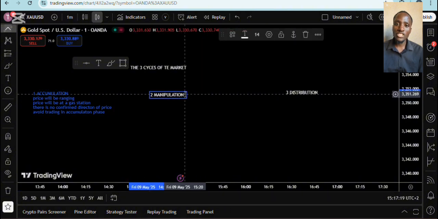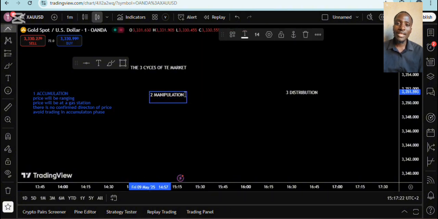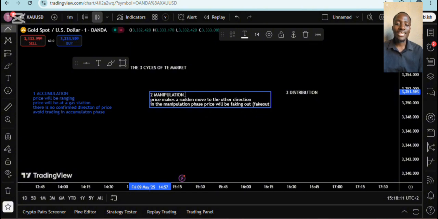Then at manipulation, price makes a sudden move to the other direction, either to the upside or to the downside. Then price will be faking out, so it's basically a fake out. And don't trade the manipulation phase, just like the accumulation.